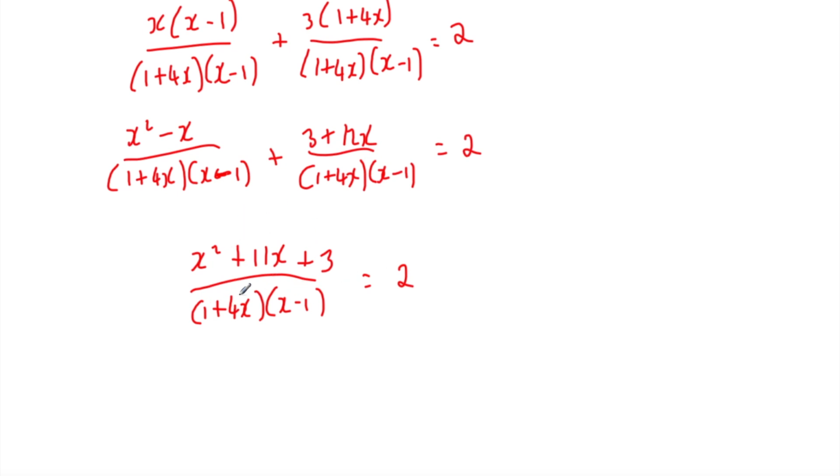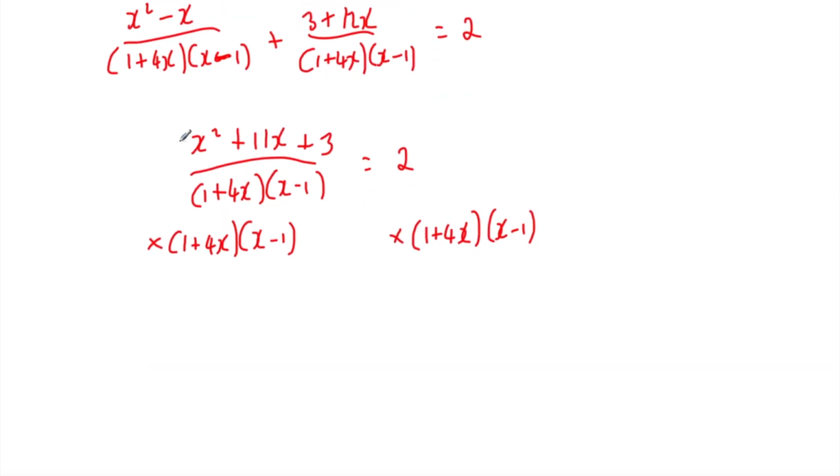We want to solve this, so let's multiply both sides of this equation by the denominator. So we're going to multiply the left-hand side by 1 plus 4x brackets x minus 1, and the right-hand side by 1 plus 4x brackets x minus 1. In terms of the left-hand side of the equation, we're multiplying by this to get rid of it on the denominator, so we're just going to be left with x squared plus 11x plus 3. And then on the right-hand side of the equation, we've got 2, and we're timesing it by this, so this is going to be 2 brackets 1 plus 4x brackets x minus 1.